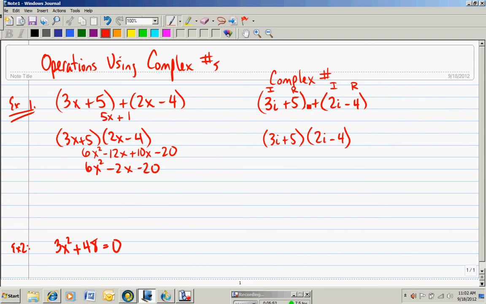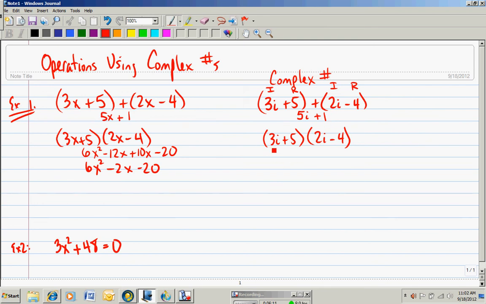Well, we're going to combine like terms just like we did in the previous example. 3i and 2i are both imaginary parts. So we will combine those and get 5i. 5 and negative 4 are both real parts. We will combine those and get 1.